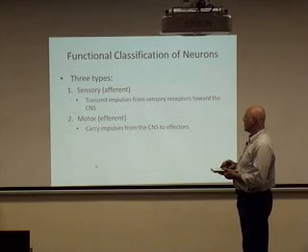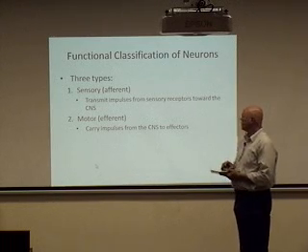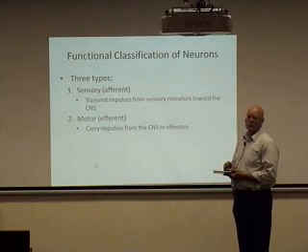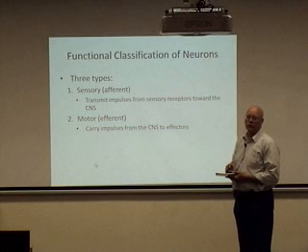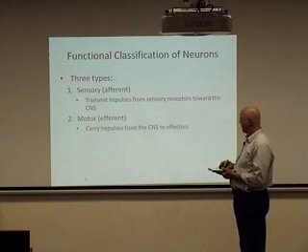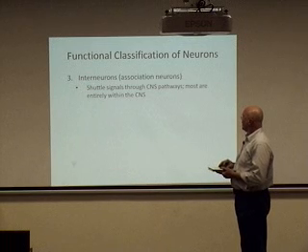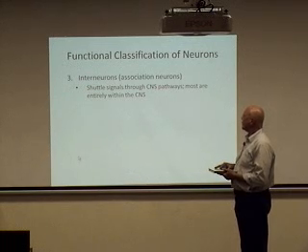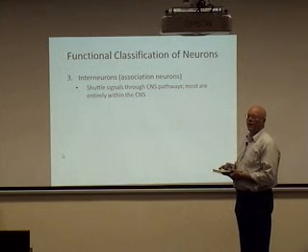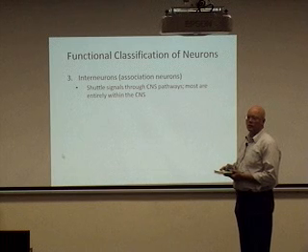Then we have motor neurons, also known as efferent neurons. And these are going to carry impulses out from the central nervous system out to the effectors. And the effectors would be muscles and glands and organs. And then finally, we have a third classification of neurons called interneurons. Interneurons are just found within the central nervous system, and they're carrying signals just within the central nervous system.